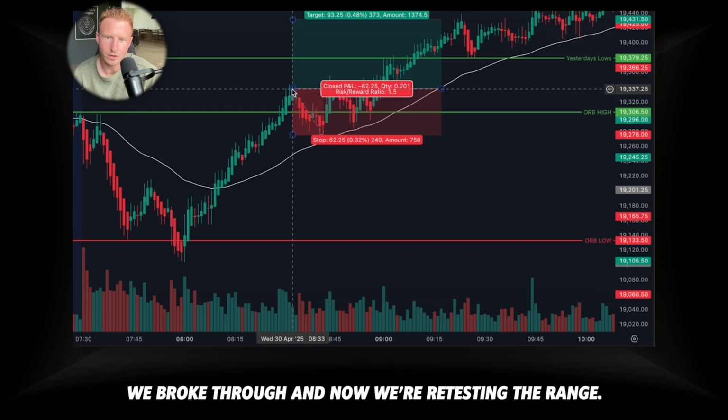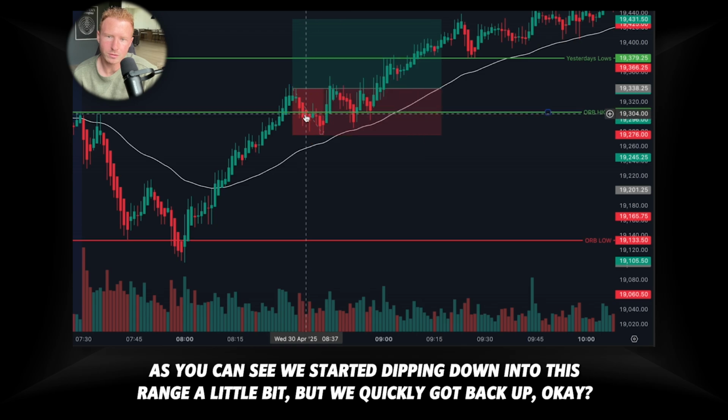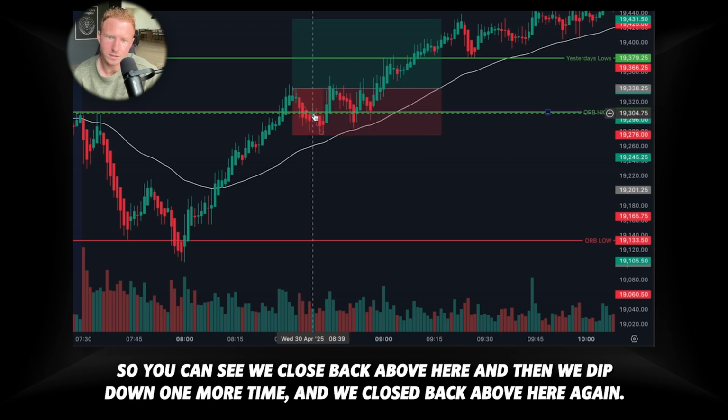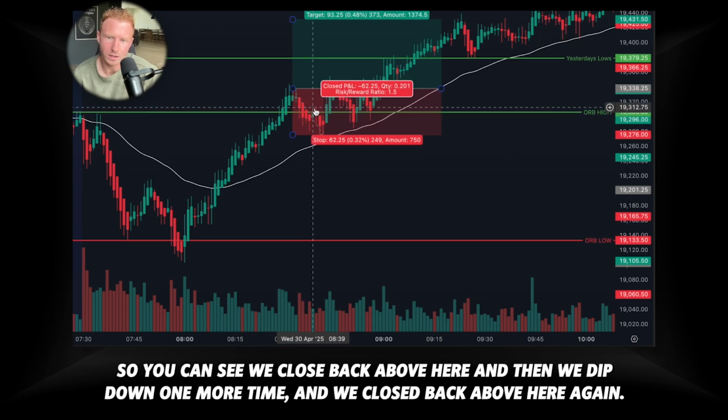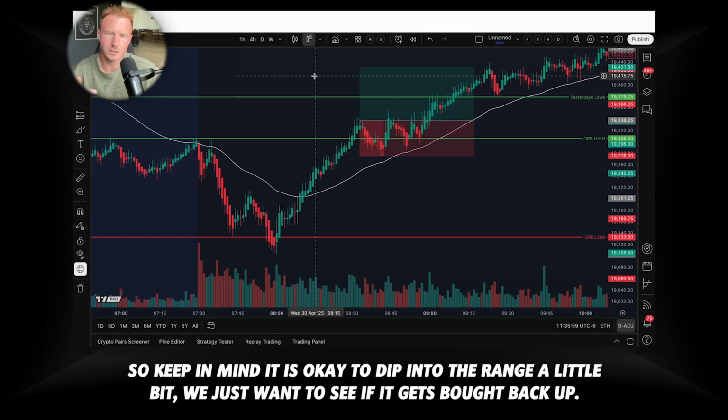We broke through and now we're retesting the range. As you can see, we started dipping down into this range a little bit, but we quickly got back up. Okay, so you can see we closed back above here and then we dipped down one more time and we closed back above here again. So keep in mind, it is okay to dip into the range a little bit. We just want to see if it gets bought back up.